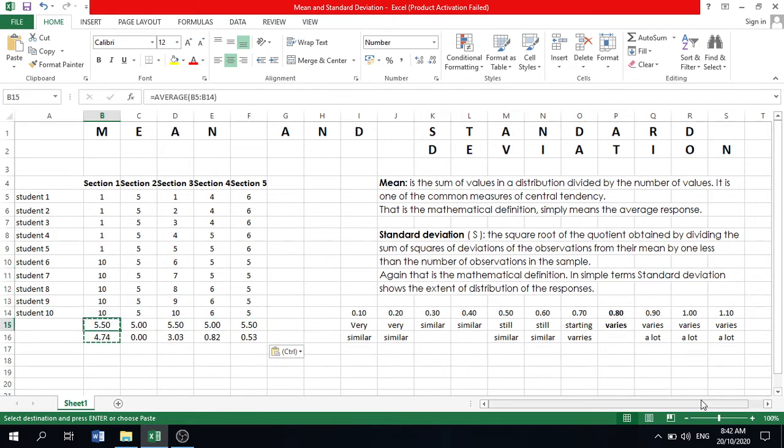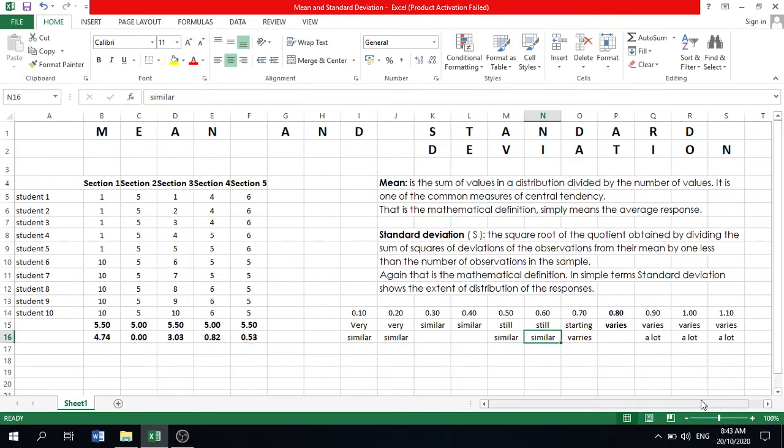As you can see, most of the averages fall at 5.5. However, the standard deviation varies, and that is very important because mean and standard deviation go hand in hand. Take for example section number 1. We have 5.5. That's the average score of the students. However, the standard deviation is 4.74.